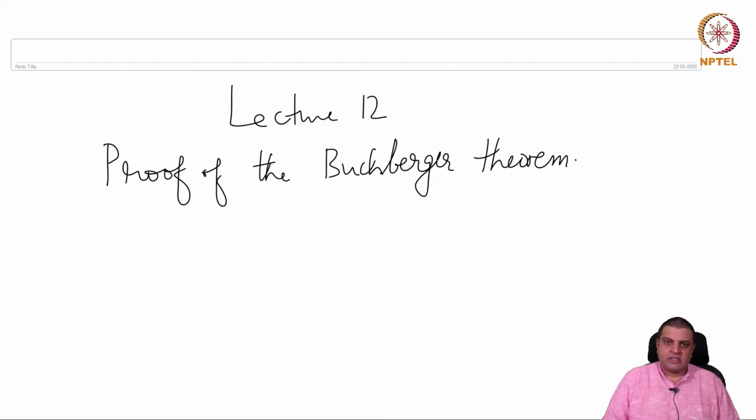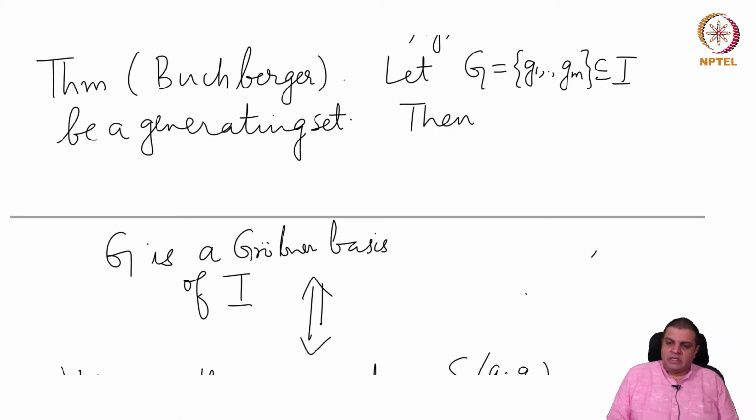This is the 12th lecture in the series, and in this lecture we will prove Buchberger's theorem. This was a theorem that we mentioned in the last lecture. So I is an ideal in the polynomial ring in n variables over a field K, no assumption on K other than that it's a field, and G is a generating set, some elements G1 through Gm.